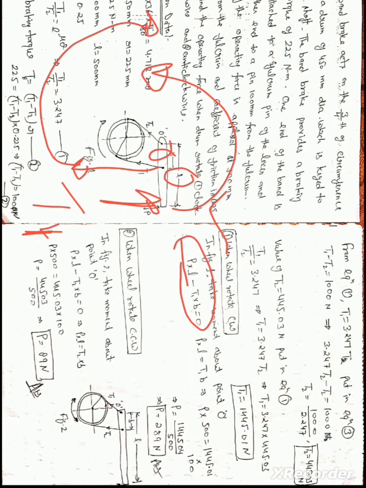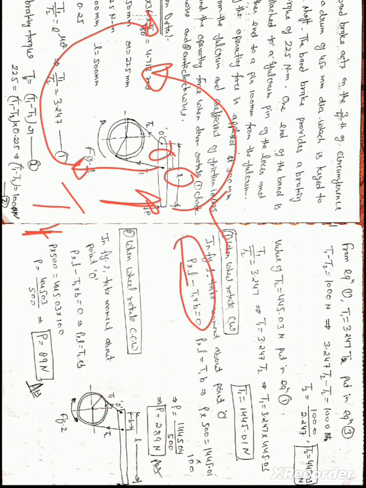So putting the values of L, T1 and B in this equation, P into 500 equals T1 into B. So T1 is 1445.01 into 100, and we get the value of P. So P is 289 Newton when the wheel rotates in clockwise direction.